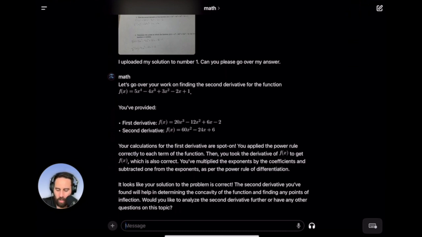So let's go over your work on finding the second derivative. You've provided the first derivative, 20x cubed minus 12x squared plus 6x minus 12. Then you provided the second derivative, 20x squared minus 24x plus 6. Your calculation for the first derivative is spot on. You applied the power rule correctly. Then you took the derivative of f of x. You multiplied the exponents by the coefficients and subtracted 1 from the exponent. Looks like your solution to the problem is correct.